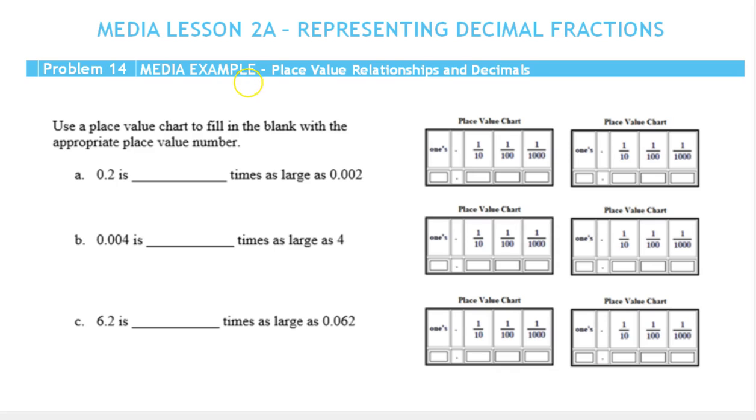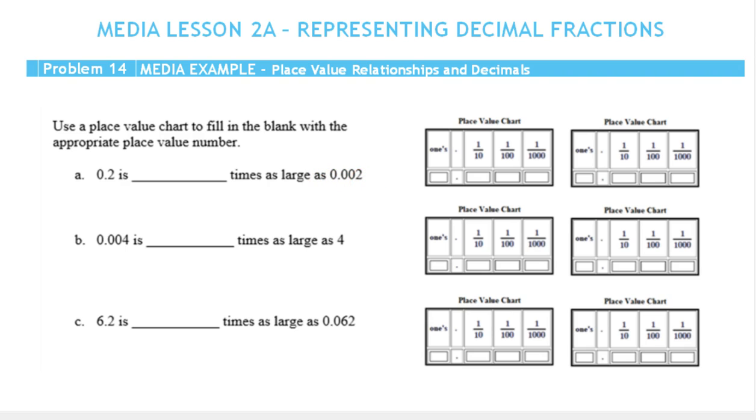In this last example, we're going to look at place value relationships and decimals. We've been looking at these throughout this unit, but we're going to look at them a little bit more carefully here just to solidify some of our knowledge that we've gained. So use a place value chart to fill in the blank with the appropriate place value number. So 0.2 is blank times as large as 0.002.